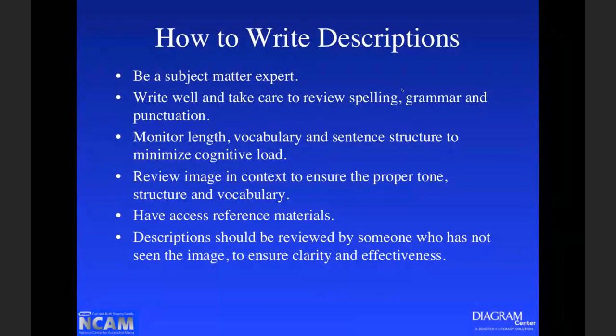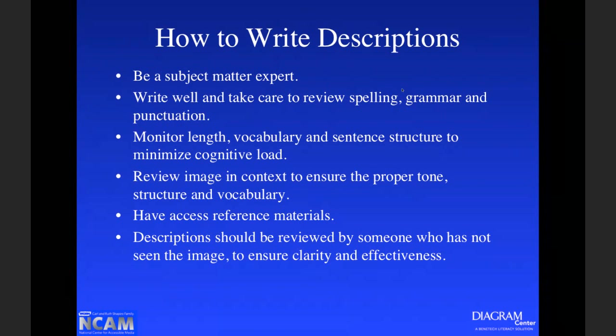For anyone who has spent any time writing image descriptions of any simplicity or complexity, there's a set of rules of the road or guidelines that really should be followed. I'll just touch on those briefly. You should either be a subject matter expert or at least have access to one, because it's very hard to accurately describe an image if you have no idea what it means.